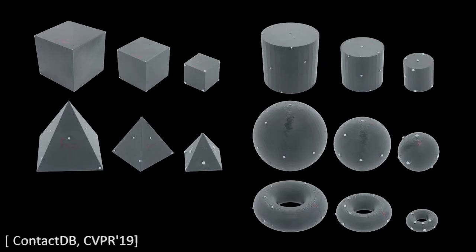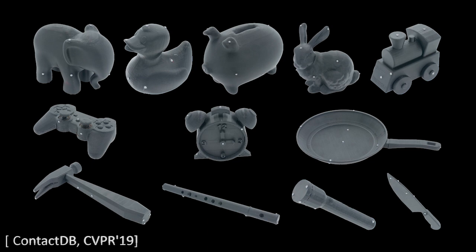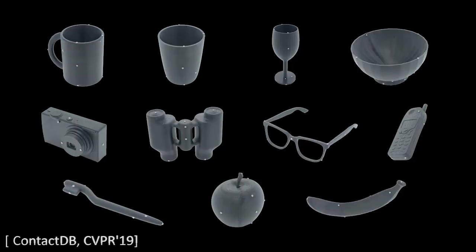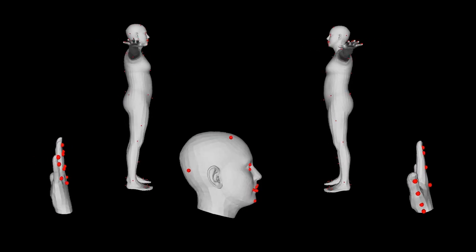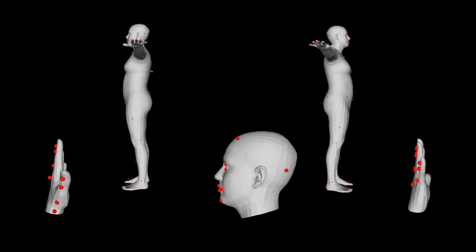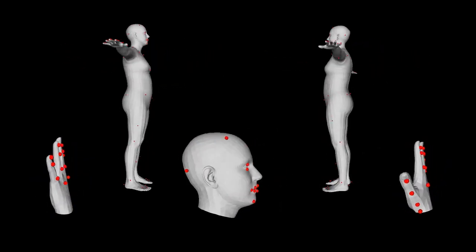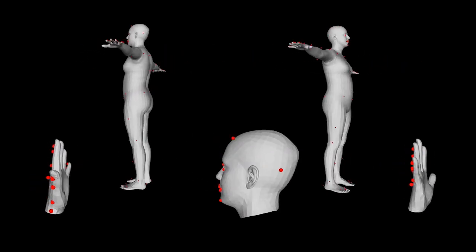Capturing human-object interaction also requires accurate 3D object models. For this reason, we 3D print the objects from the ContactDB database. To capture their motion precisely, we glue small hemispherical reflective markers to their surface. To capture detailed human motion, we use the marker set shown in red. We capture roughly 100 markers placed on the body, face, and fingers.